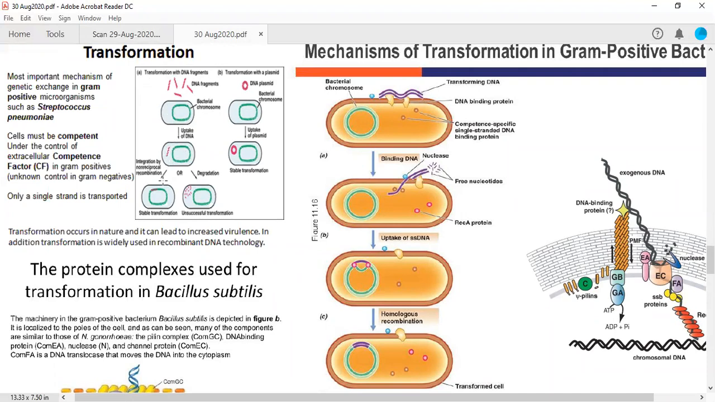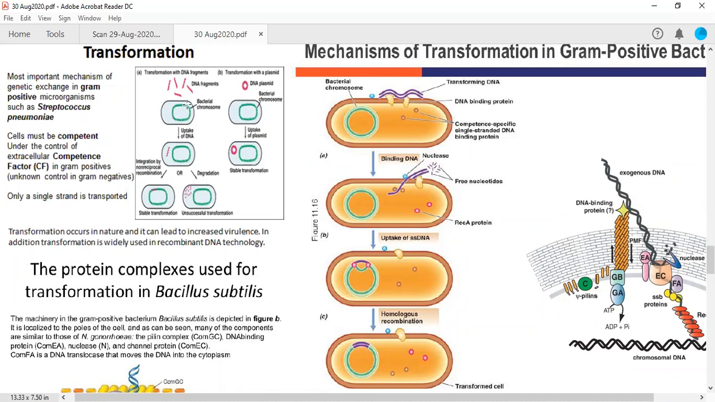It will have two possibilities: either it will be integrated by homologous recombination, which is shown in red color here, or otherwise it will be degraded. So there are always two possibilities. You need to keep in mind that this recombination will not always take place. Sometimes it will undergo the degradation process also. Actually, both ways are possible.